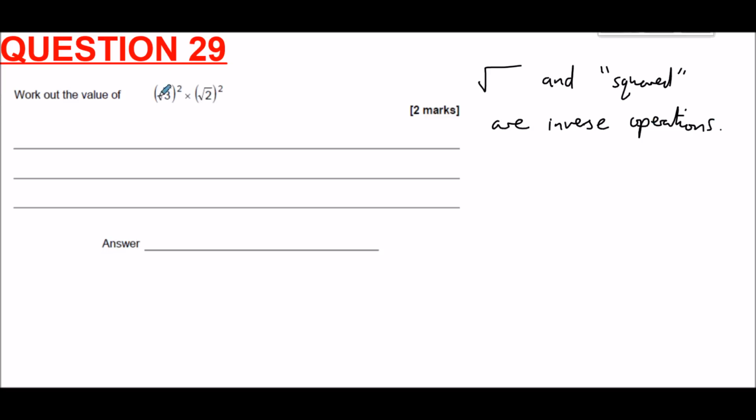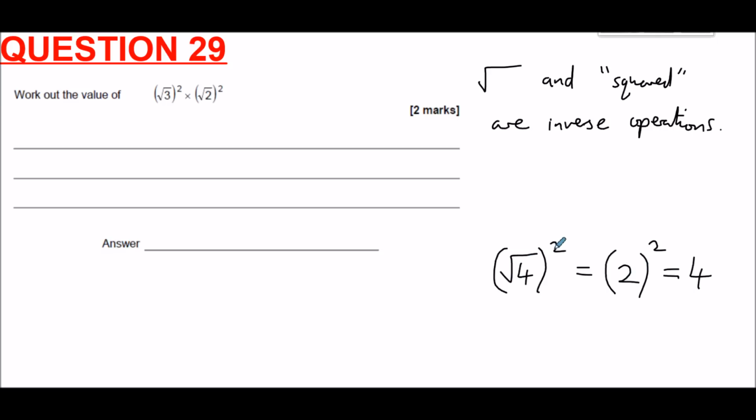It makes it easy to see if we were to pick nicer numbers. So for example, if we had the square root of 4 squared, remember BIDMAS, try and work out the brackets first if you can. The square root of 4 would be 2, because 2 times 2 is 4. Then we can do 2 squared, which is 2 times 2, which is 4.